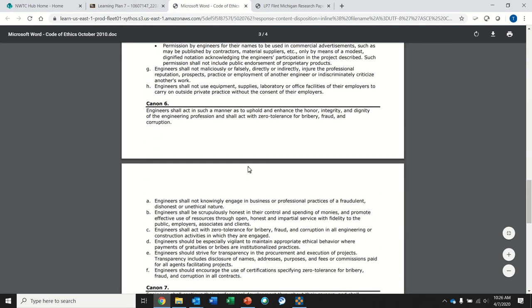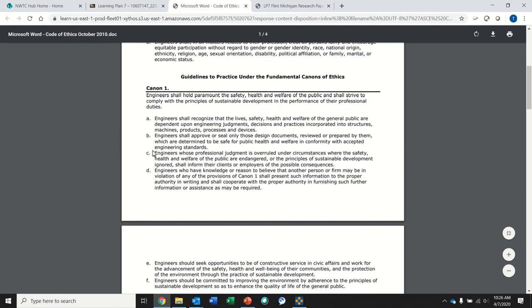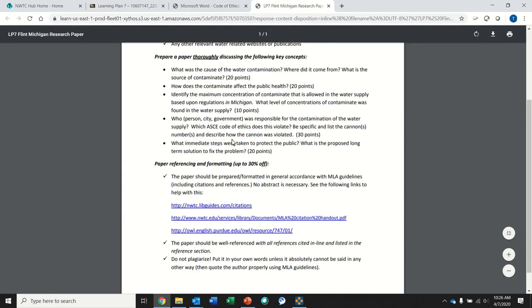Look through there. What ethics were violated based on that, okay? So there's no right answer, but I want you to thoroughly discuss it. Write down the ethics canon, say canon 1C, quote this and explain why to me, okay? Explain why to me, okay?